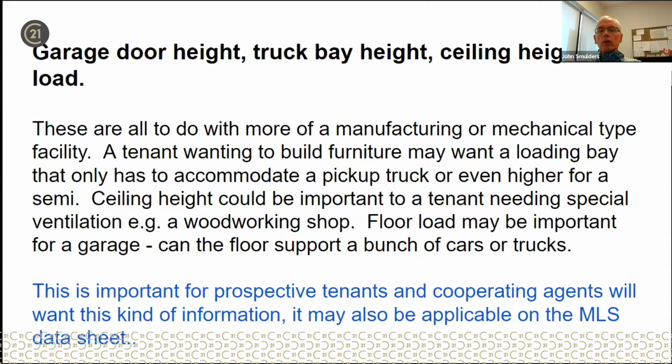So floor load may be important for a garage, and do keep that in mind as well. Perhaps your landlord has the answers to these questions, so you want to talk about that when you're dealing with this kind of manufacturing or mechanical type of facility.